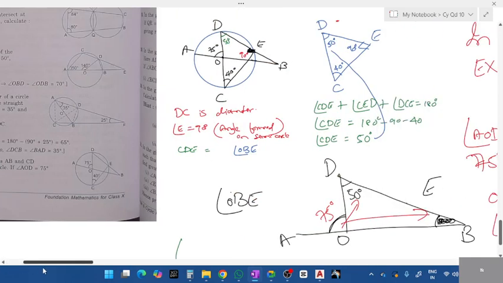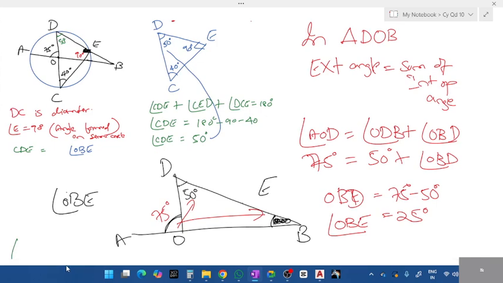Which question? 25th question. Check the answer. 25th OB. Yes, both the answers are correct. 50 degrees, 25 degrees.